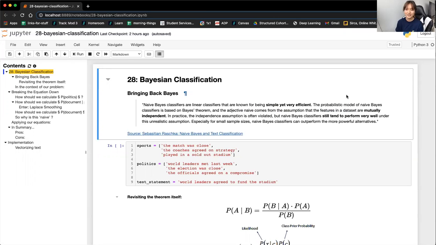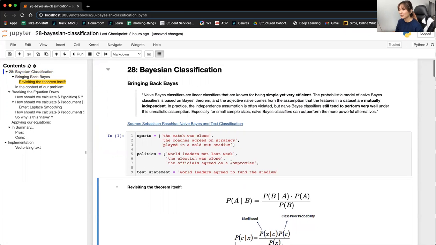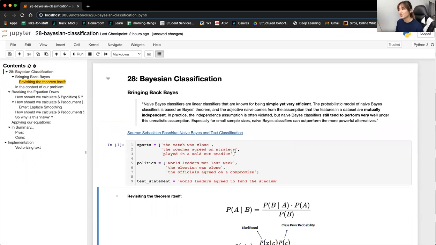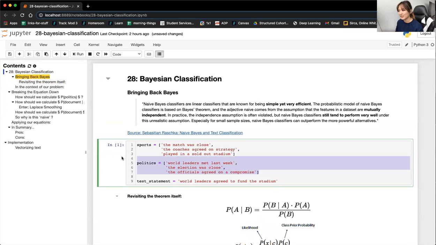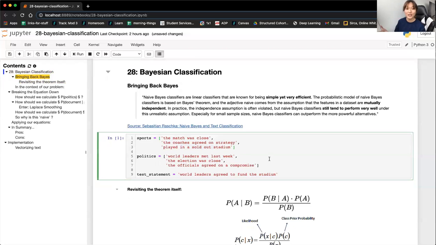All right, so these are the examples that we're going to be working with, our small example for these probability equations. Imagine we have two classes of text data: some sports data and some politics data. For example, these are some sports lines: the match was close, coaches agreed on a strategy, played in a sold-out stadium. Now we have some phrases about politics: world leaders met last week, the election was close, officials agreed on a compromise. So we're going to build a model to be able to predict other statements that aren't these.